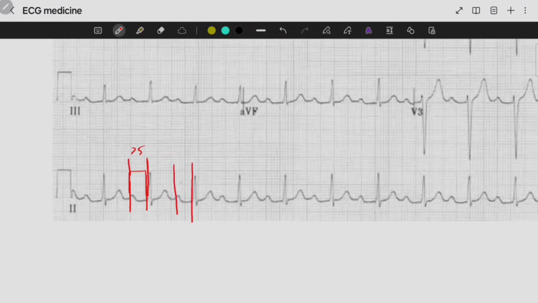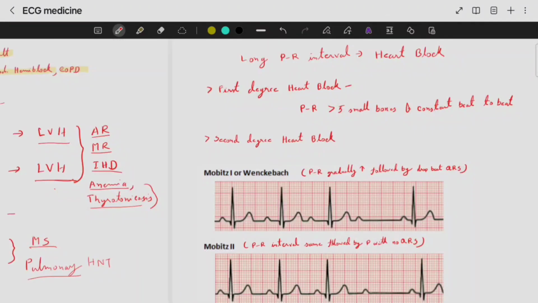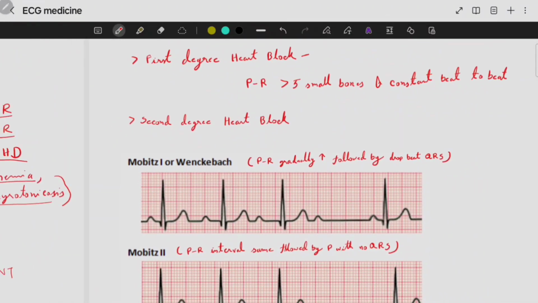Here also the PR interval is almost 6 small boxes, greater than 5, and it is in regular interval. So the beats are constant and the PR interval is greater than 5. So it is a first degree heart block. Now the second degree heart block.